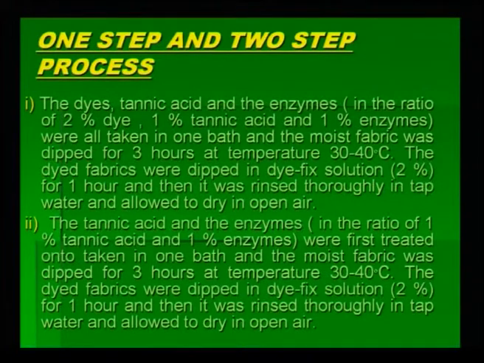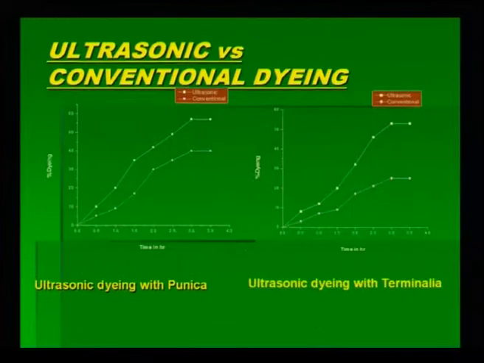The second method was that the tannic acid and the enzyme were mixed in the ratio of 1:1 and were first treated onto the fabric, and then it was dyed for 3 hours in the dyeing solution. So, these were the one step and two step processes, where simultaneous or stepwise addition was done, and a comparative analysis was done.